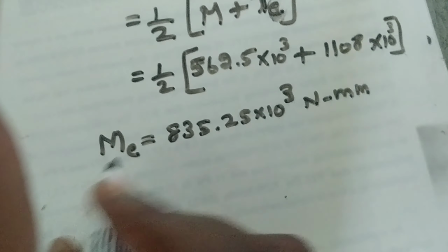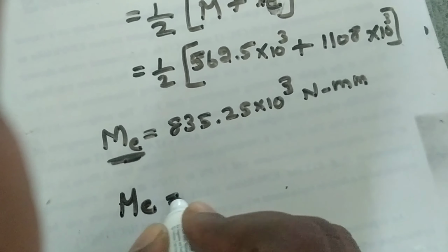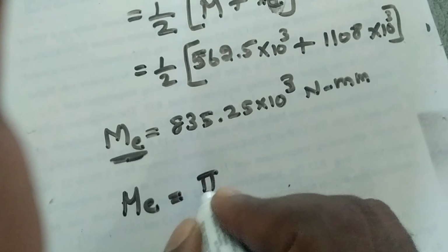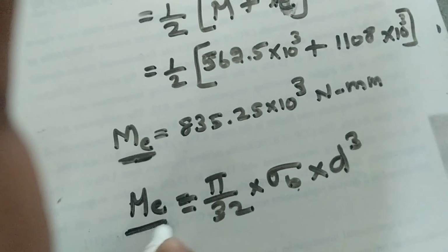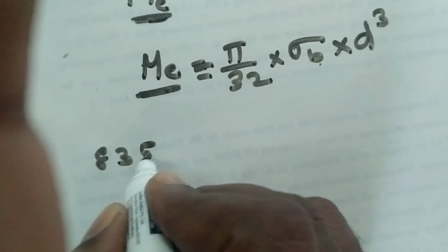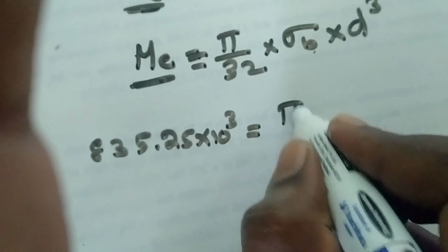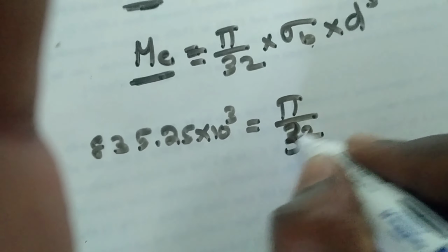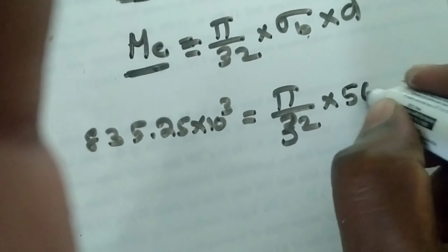And next, we know the other formula for ME. The other formula for ME is pi by 32 into sigma b into d cube, whereas we know this value as 835.25 into 10 to the power of 3, that is equal to pi by 32 into sigma b, which is given as 56, into d cube.